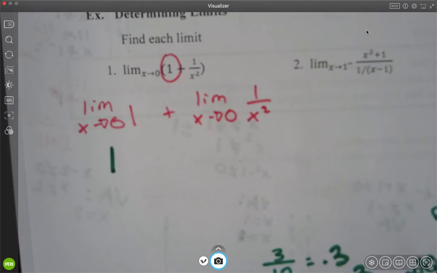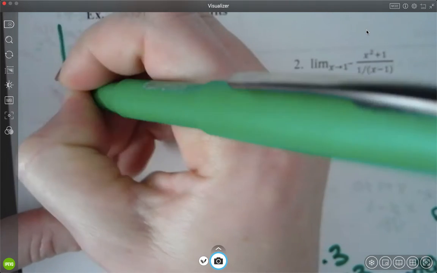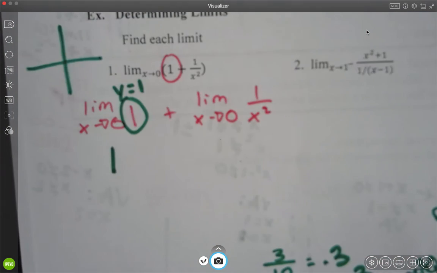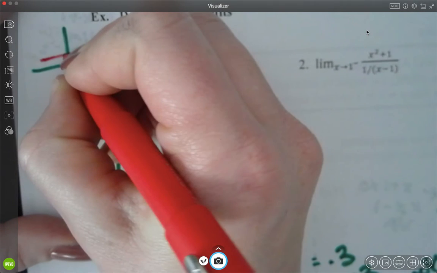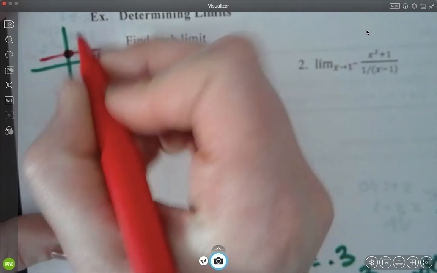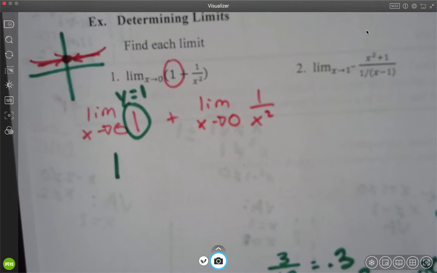This is the one where you ask, what does y equals 1 look like? He is right here at 1. And if I'm trying to figure out where he's going towards 0, as he's coming in from the right and as he's coming in from the left, he's approaching a y coordinate of 1, right? That's what he's doing. So the limit as x goes to 0 of 1 is just 1. It's just the constant, right?